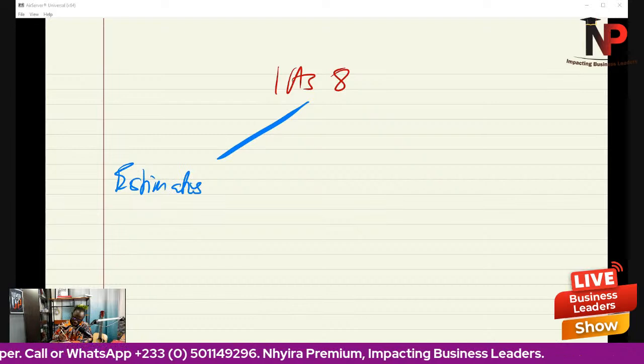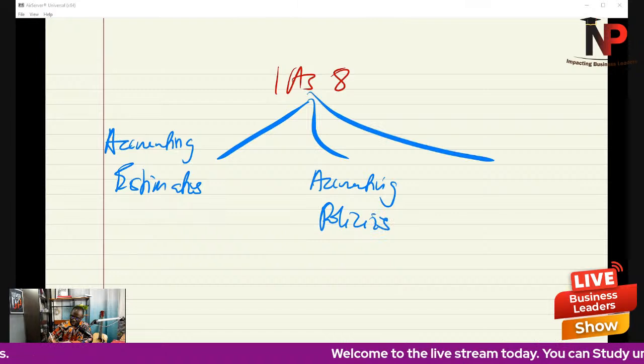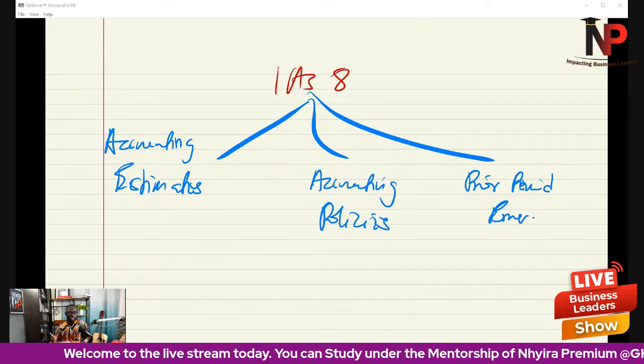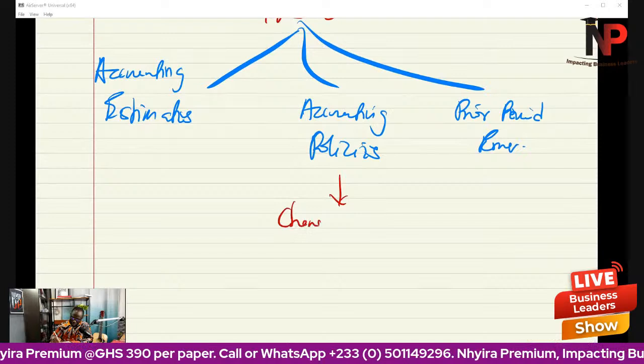Then we have accounting policies. Then we have prior period error. So these are the three things that you need to understand here. Now, accounting policy is the starting point. These are the rules, the principles used to prepare the financial statement. Now, if there is a change in accounting policy, it is applied retrospectively.